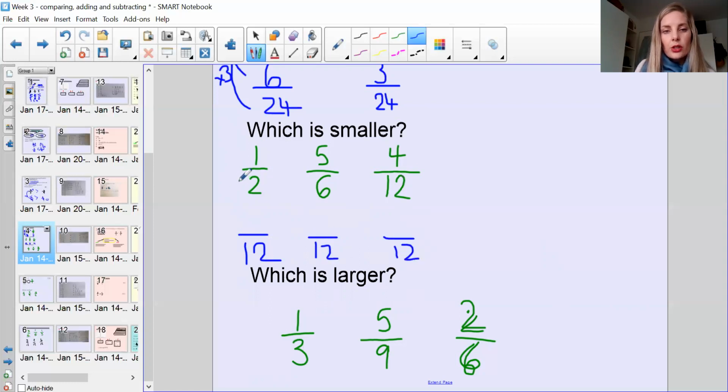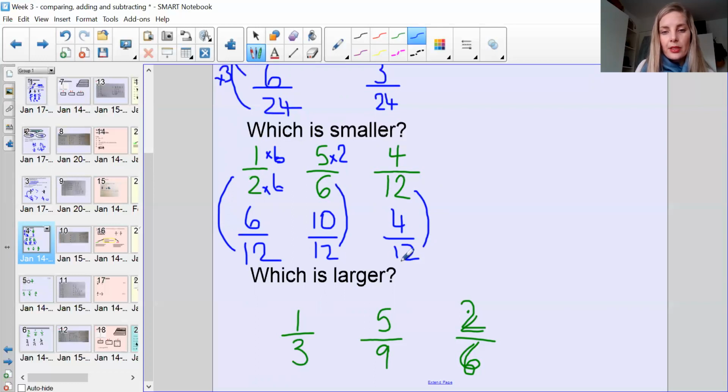Right, what did I do to the 2 to get 12? I multiplied it by 6. So whatever I do to the one number, I need to do to the other number. So I'm going to times this by 6 and get 6. What I do to the 6 to get 12, I multiply by 2. So whatever I do to the one number, I need to do to the other. And what I do to the 12 to get 12, nothing. So I leave this number the same.